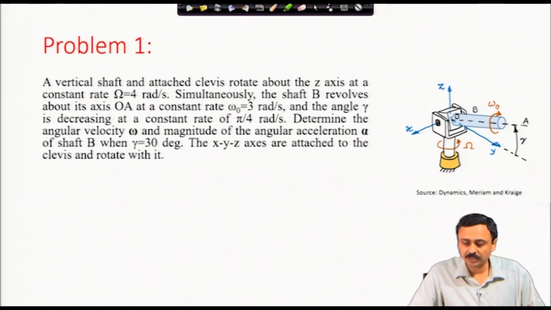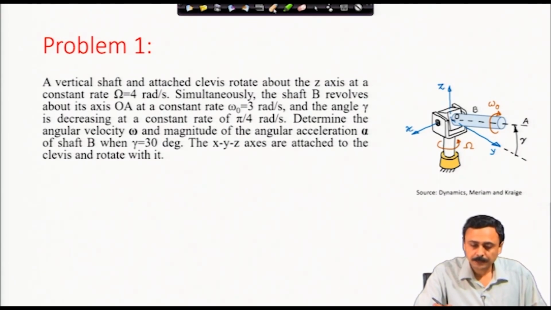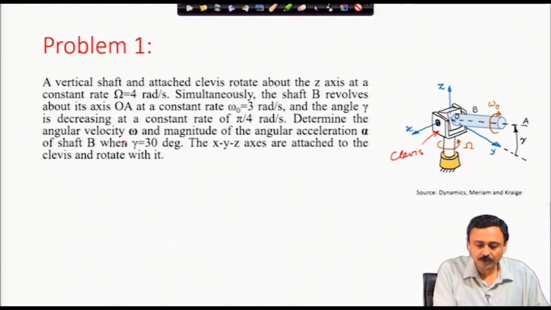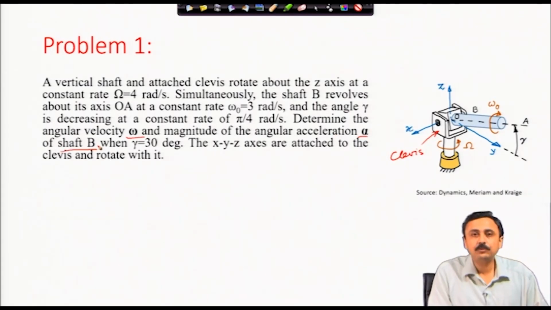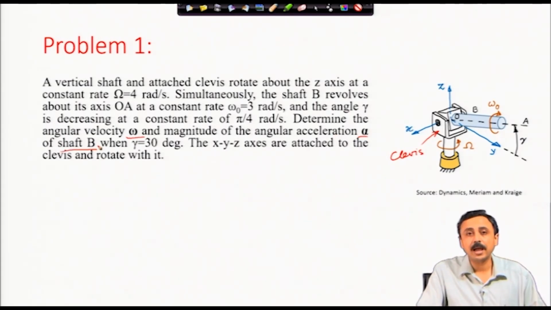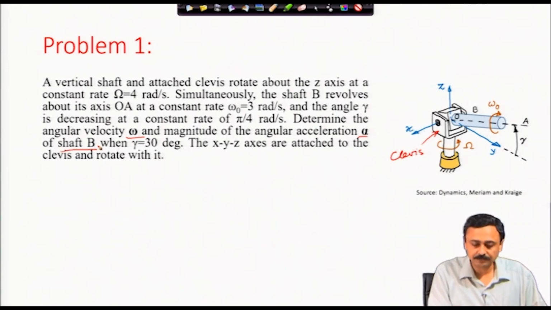Determine the angular velocity omega and magnitude of angular acceleration alpha of shaft B when gamma is equal to 30 degree. The x, y, z axes are attached to the clevis and rotate with it. This is the clevis. Whenever you are asked to determine the angular velocity and angular acceleration of the shaft, it would mean the absolute angular velocity and angular acceleration.